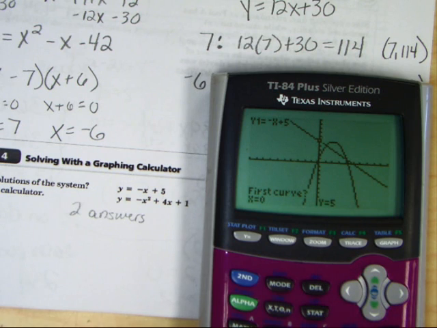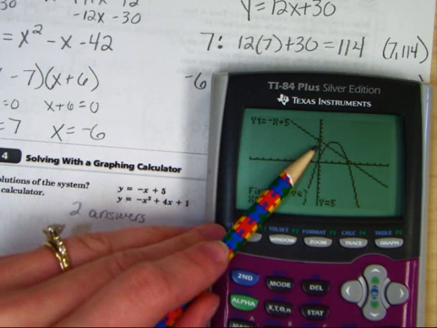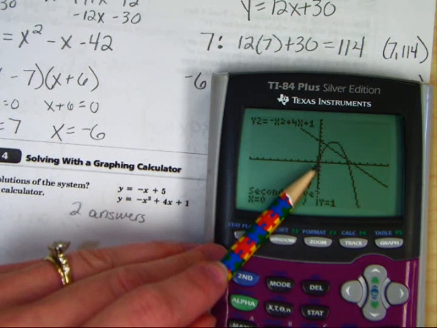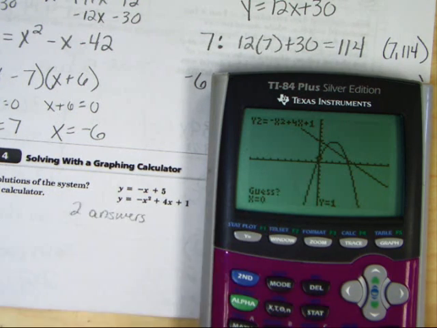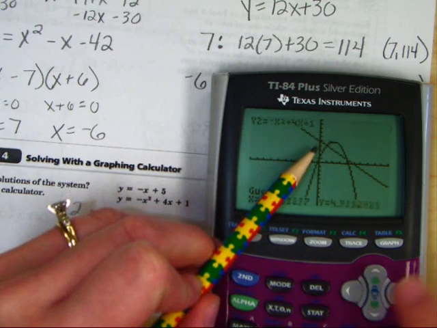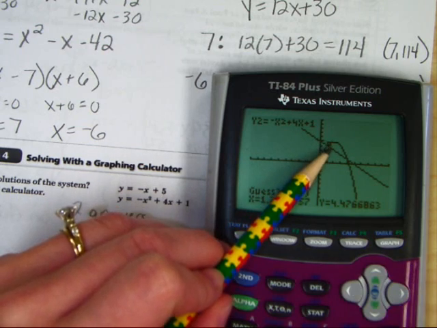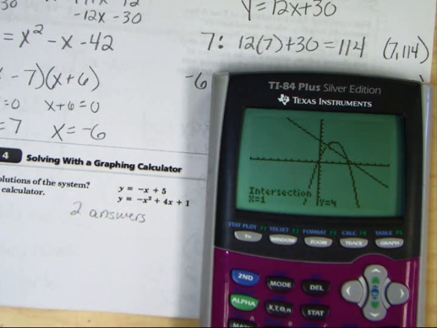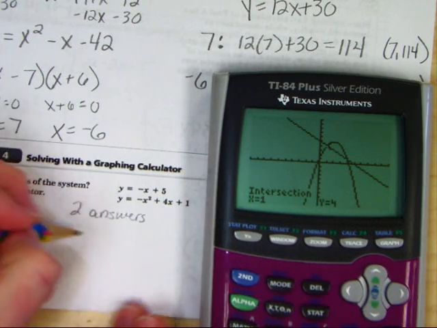And you see how it says first curve? It's blinking on my straight line. I hit enter. Now it's blinking on my parabola. Hit enter. Now it asks you to take a guess. So I'm going to scroll to my first point of intersection and hit enter. That answer is (1, 4). That was pretty easy.